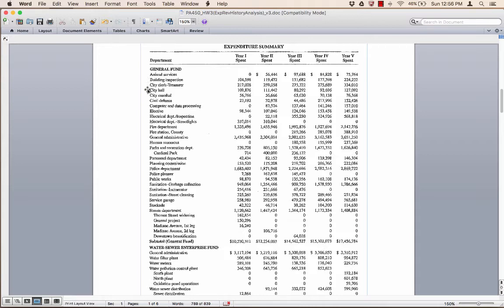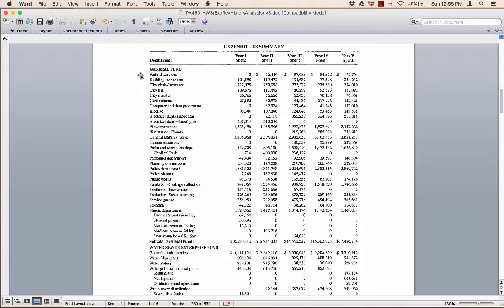So what you have on the expenditure side is that for the general fund, which is the largest fund of all, and that's where all the information or all the revenues usually go, and that money is what is used to pay for payroll, to pay for office supplies, etc. Well, this is what we're going to be analyzing here.